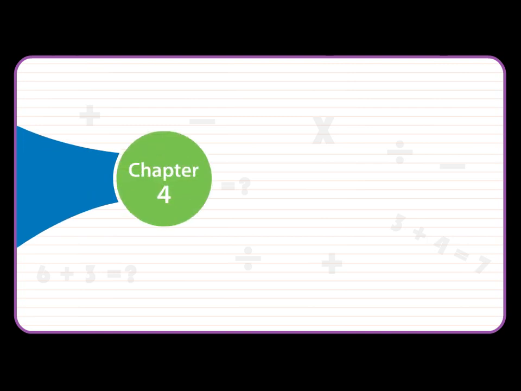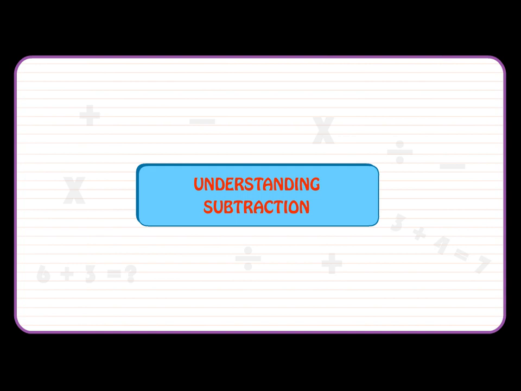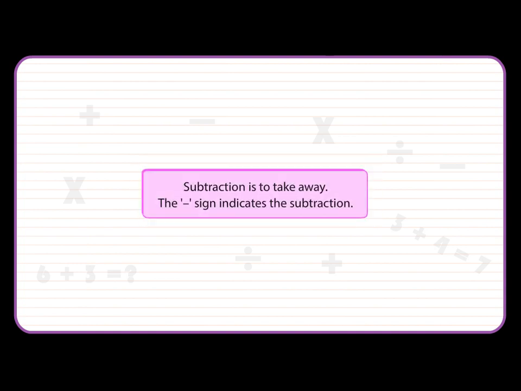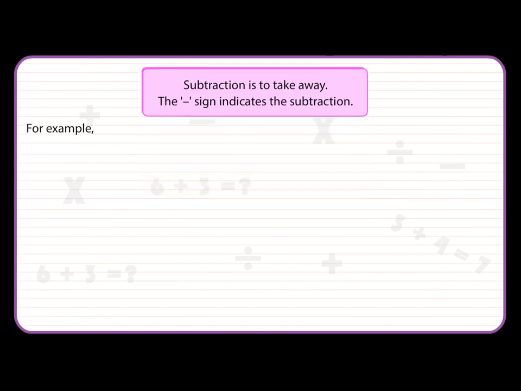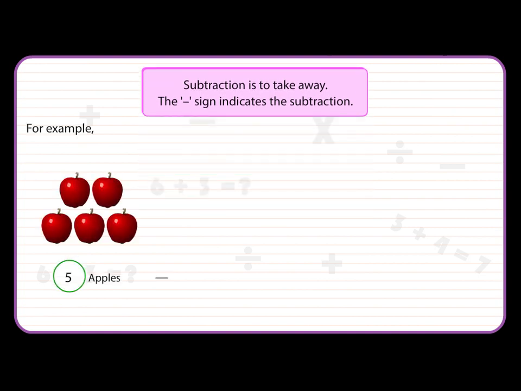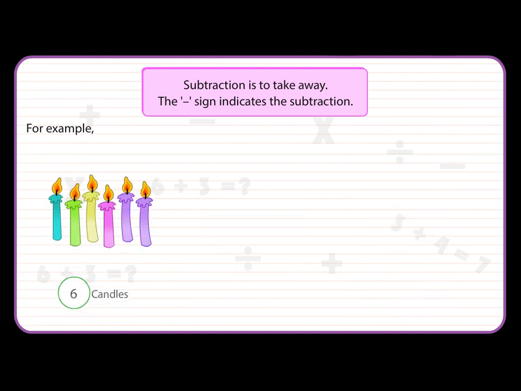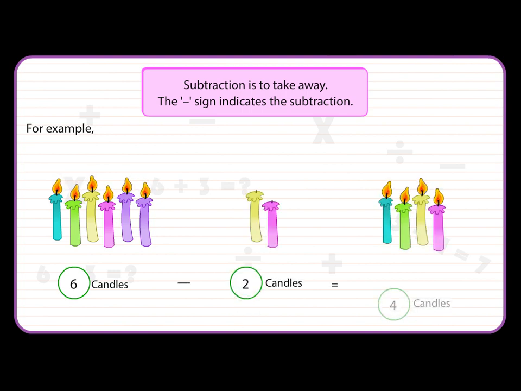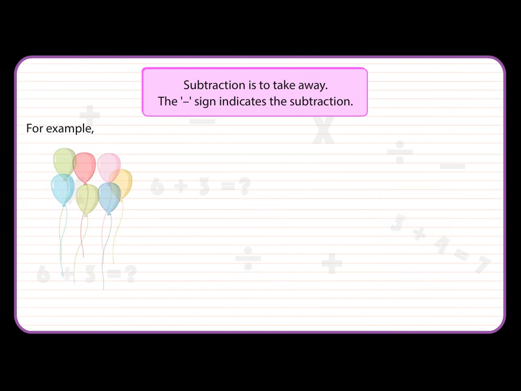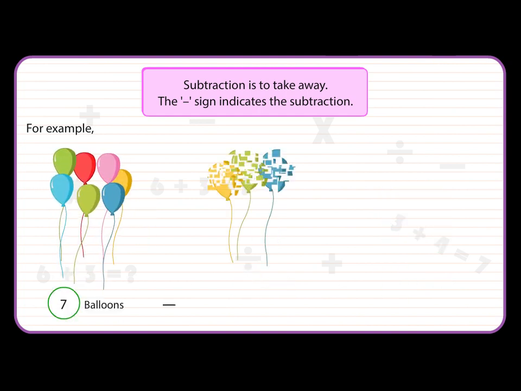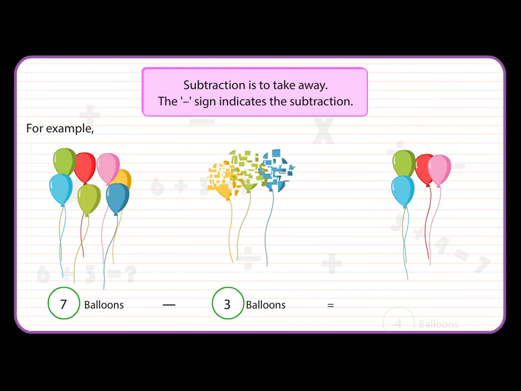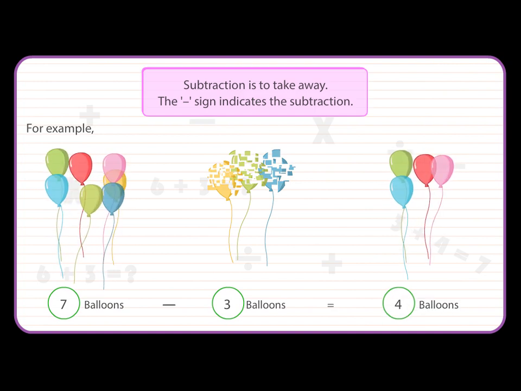Chapter 4: Subtraction Up to 20. Understanding Subtraction. Subtraction is to take away. The minus sign indicates the subtraction. For example, there are 5 apples, 3 are rotten, 2 apples are still left. There are 6 candles burning, 2 candles are blown off, 4 candles are still burning. There are 7 balloons flying. 3 balloons are burst, 4 balloons are still flying.